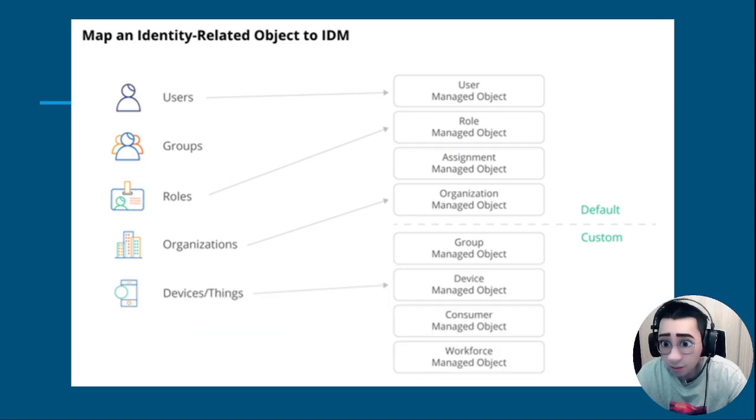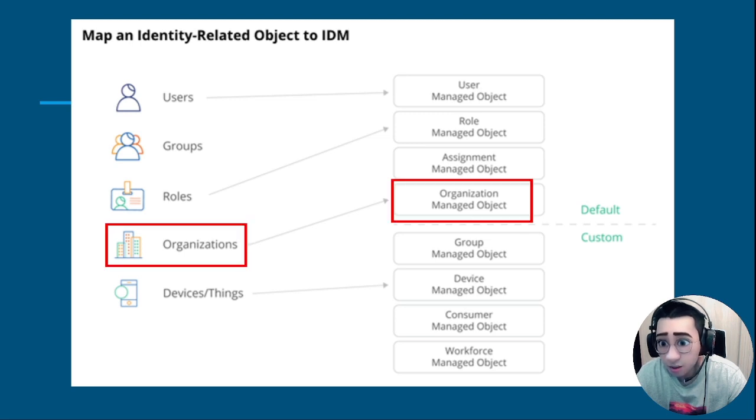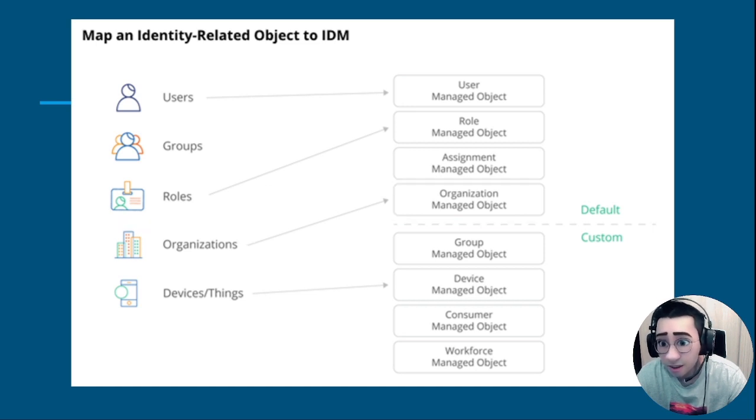Okay, so roles have a role managed object, as we know. Organization has an organization object. Assignment doesn't have an external identity-related thing. That's something for provisioning of roles to an external system, and synchronizing roles with the external system's ID of the role. However, you can create your custom object.